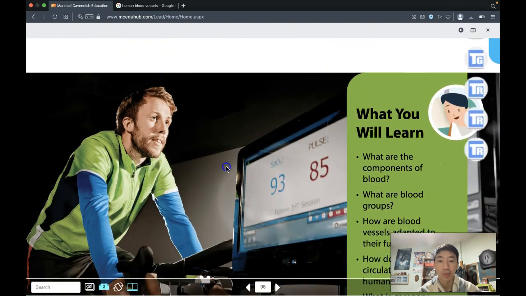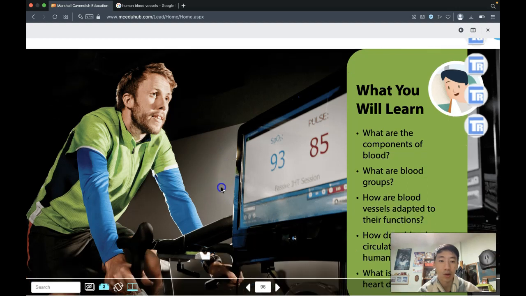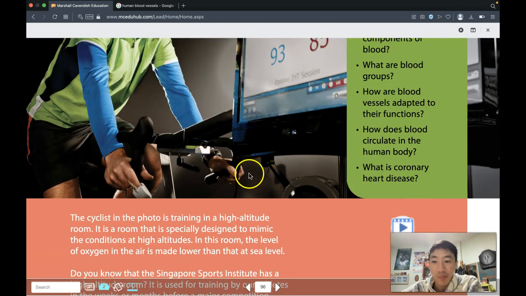Anybody likes to go cycling or any sports, right? We often know that when you go to exercise, your pulse increases. And so what is your pulse? Your pulse is basically your heart rate, right?